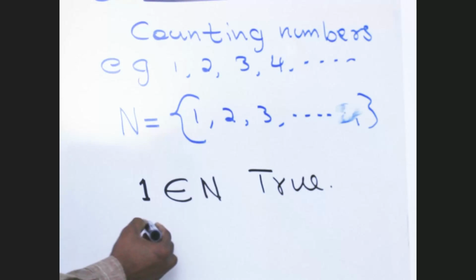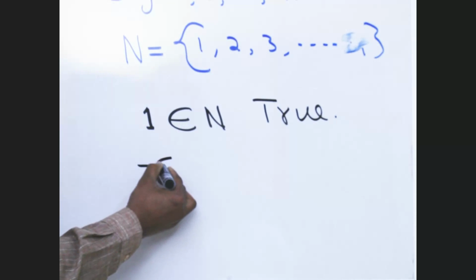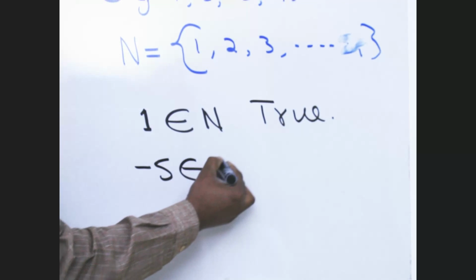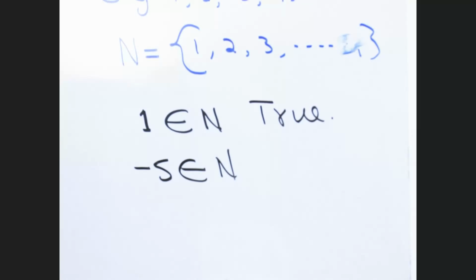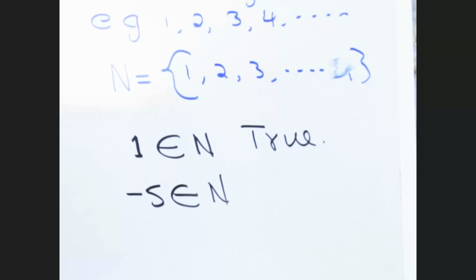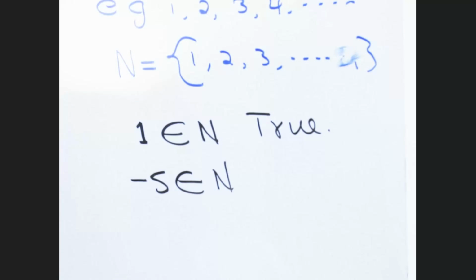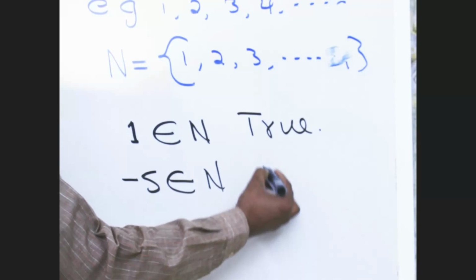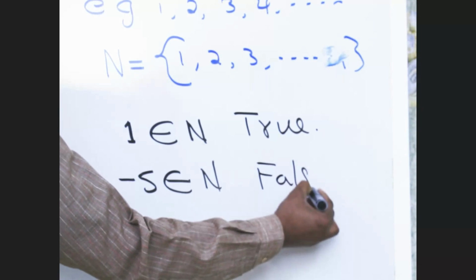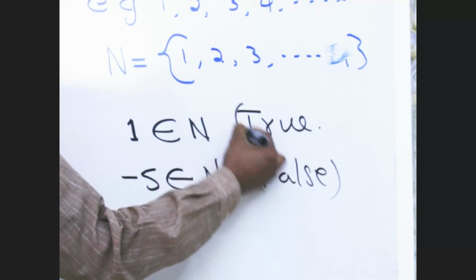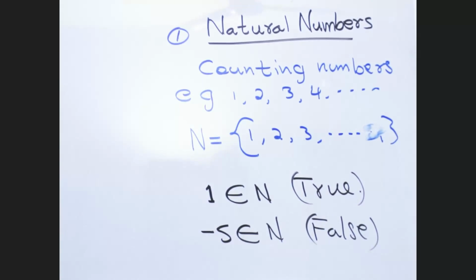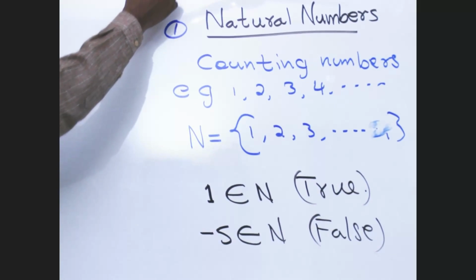Another case will be, for example, -5 belongs to N. This is a false statement, because -5 is not inside the natural numbers. So we can write that this is a false statement. Now we go to the next group of numbers, that is whole numbers.